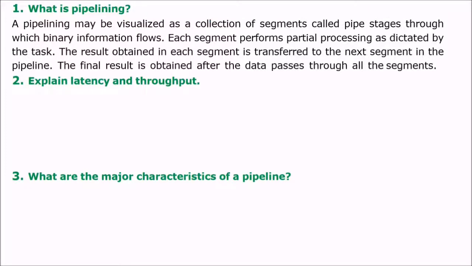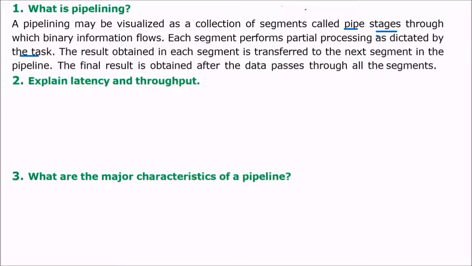Pipelining may be visualized as a collection of segments called pipes or pipe stages through which binary information flows. Each segment performs partial processing as dictated by the task. The result obtained in each segment is transferred to the next segment in the pipeline, and the final result is obtained after the data passes through all the segments.